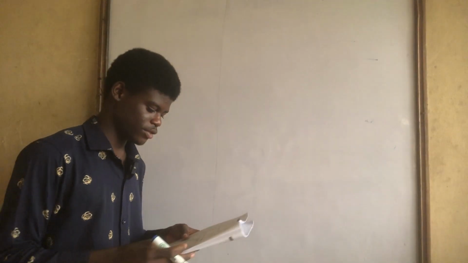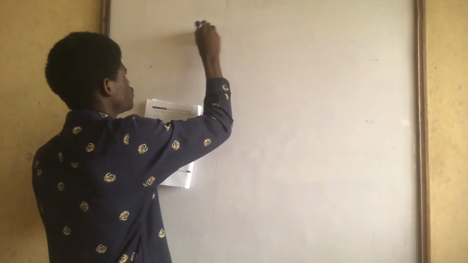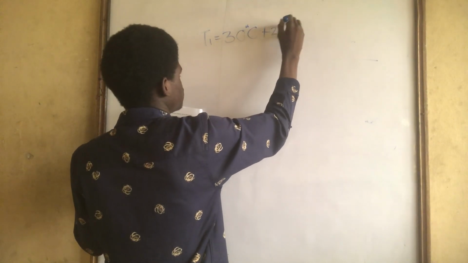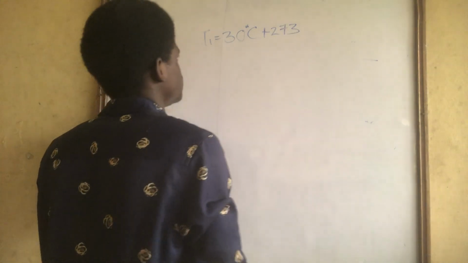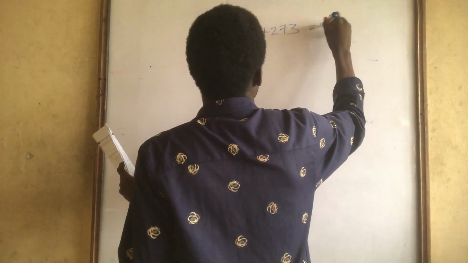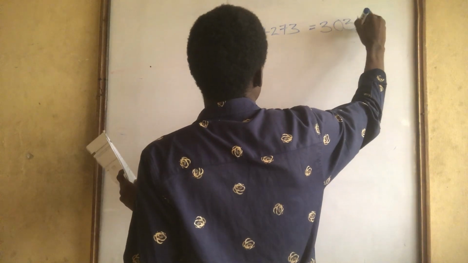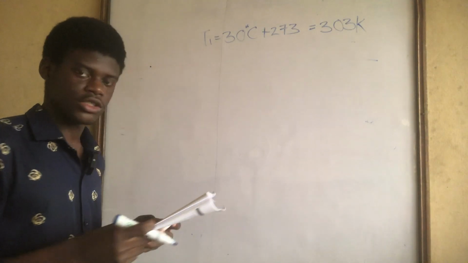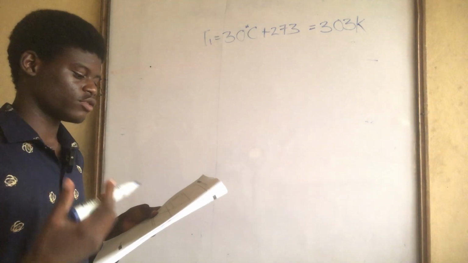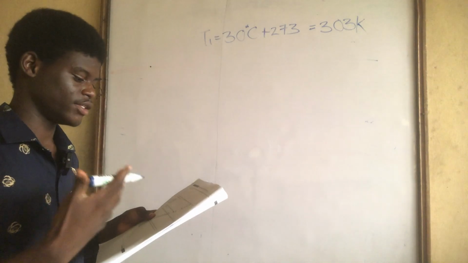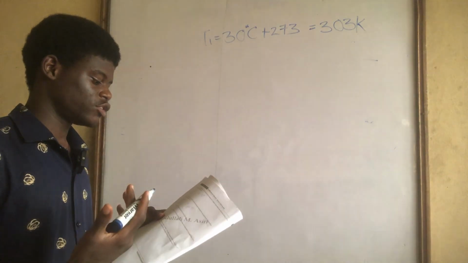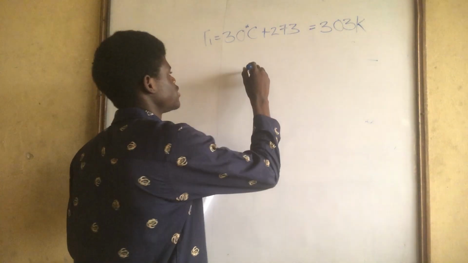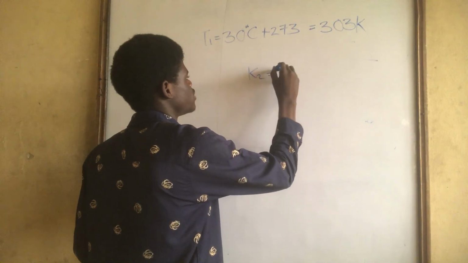Question number 50 is also the same format. They said the temperature is 30 degrees Celsius. We are adding 273 to it, and that will just give us 303 Kelvin. They ask by how much is the reaction's activation energy decreased by the addition of a catalyst if the catalyst triples the reaction rate? For the catalyst to triple the reaction rate, K2 is 3 times K1.